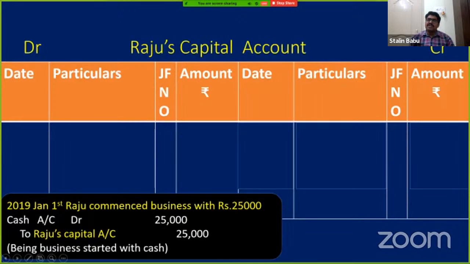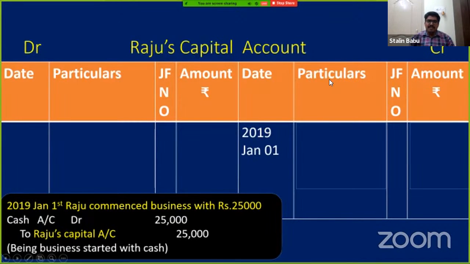So we have to post on the credit side. If the account is debited, we have to post on the debit side. If the account is credited, we have to post on the credit side. Here, Raju's capital account is credited in the journal entry, so we have to post on the credit side. What is the date of the transaction? 2019, January 1st. We have to write it in the date column.